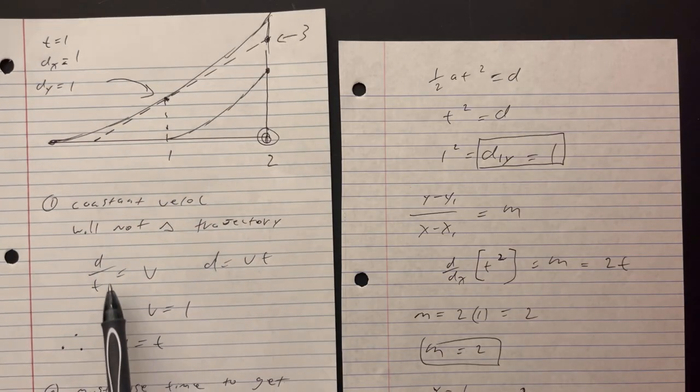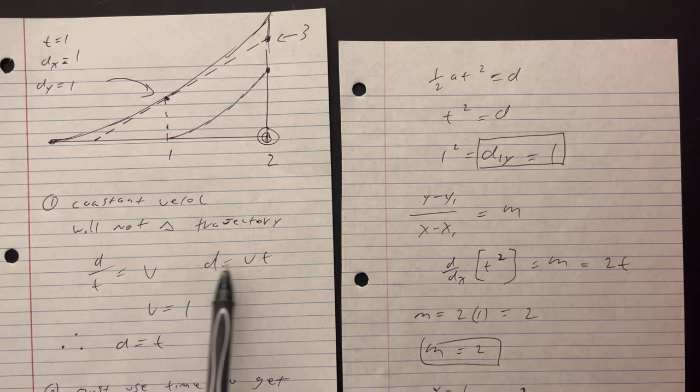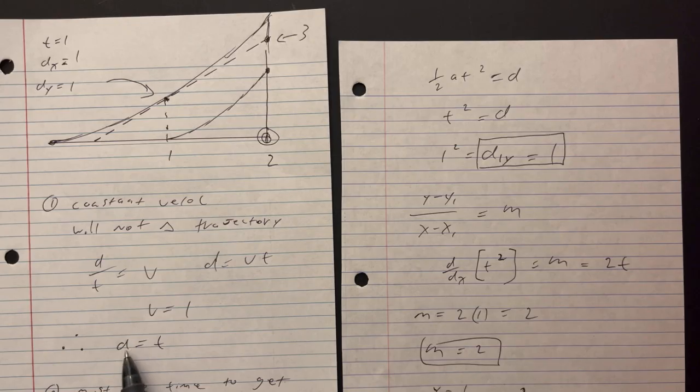I can use this equation here, distance equals velocity times time. Let's just say velocity is 1. Therefore, those three dots mean therefore, distance equals time. Make those a little darker right there.